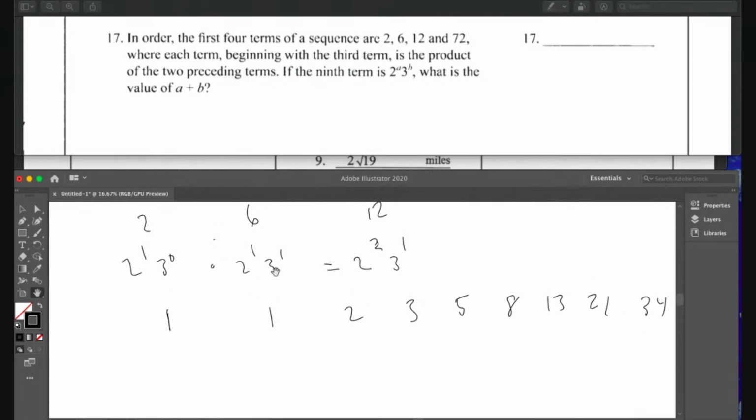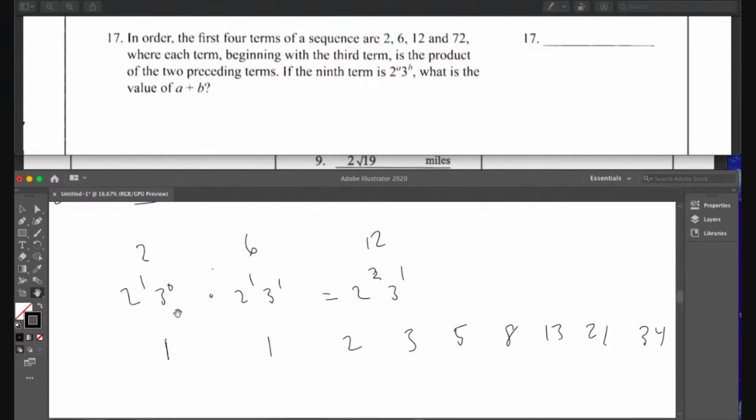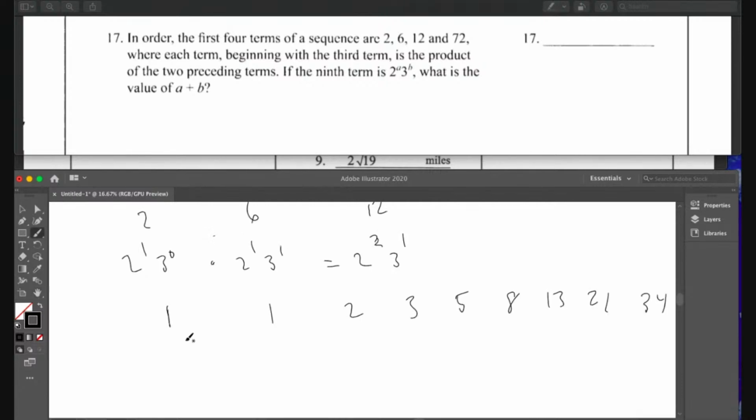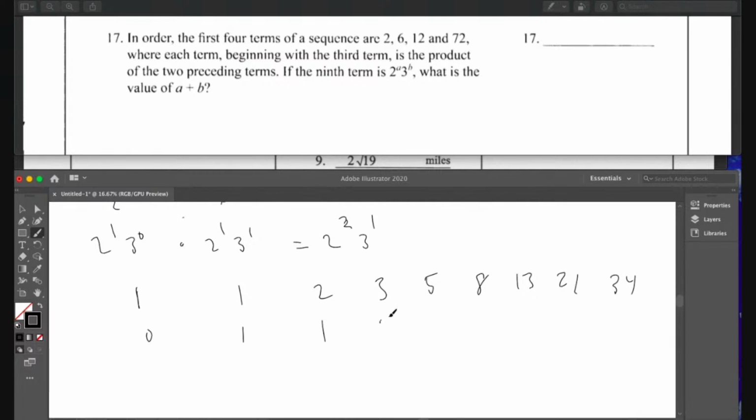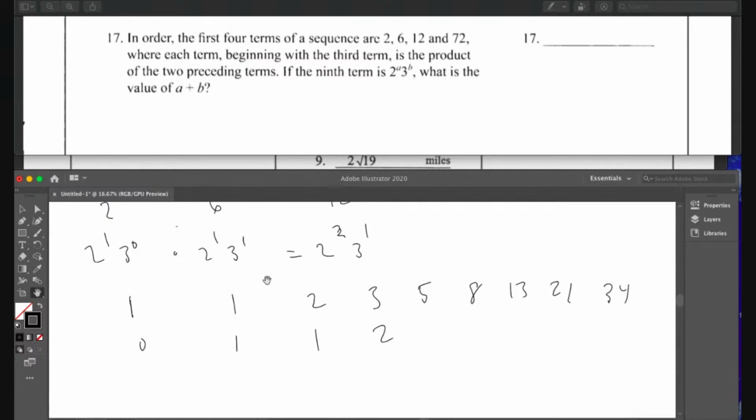Okay, and then my factors of 3 is going to start at 0 and then 1, and then this is going to add up to 1 and then 2, and this is actually just the same Fibonacci sequence we have for the factor of 2, except it's one term later. So then I can just predict that this is going to go up to 21.